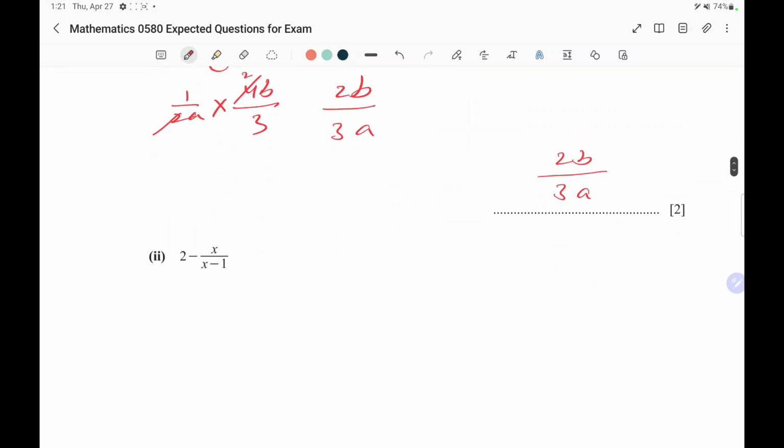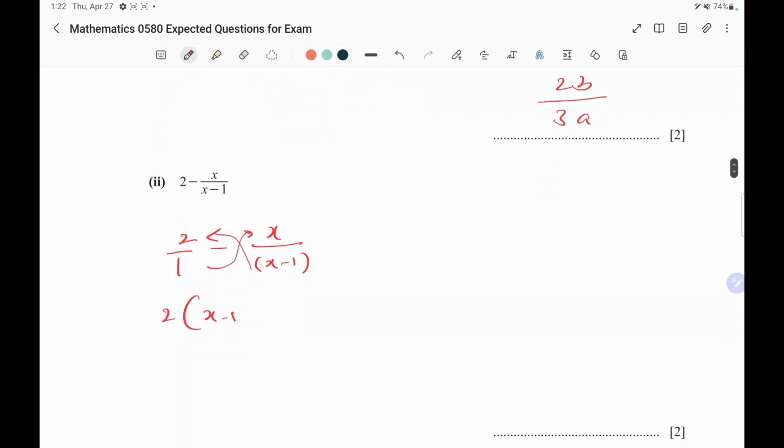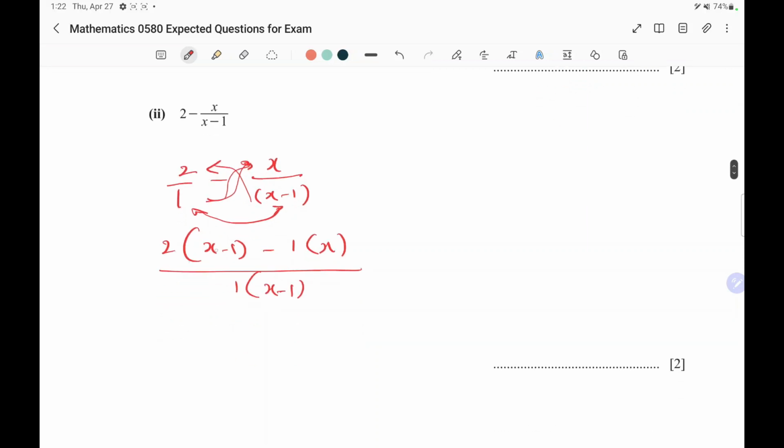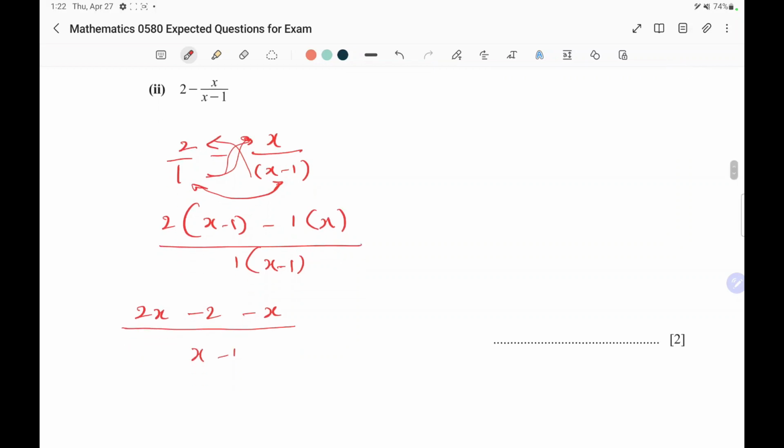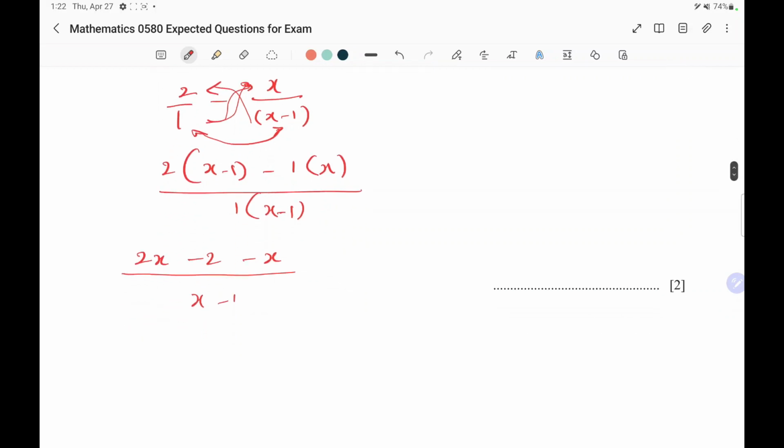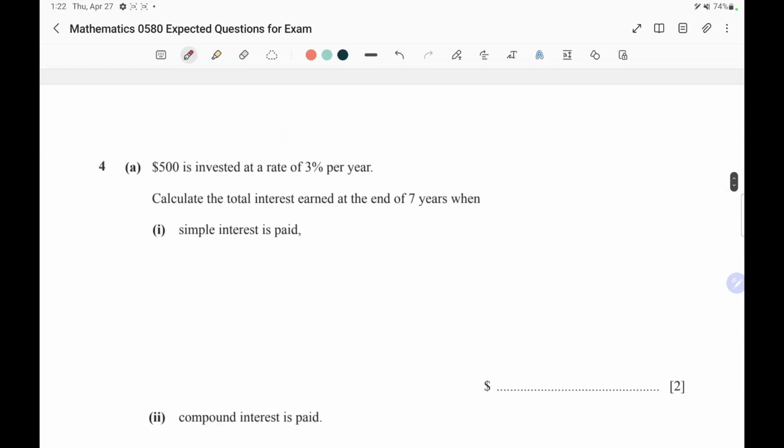Now this is 2 minus x over x minus 1. So we can write 2 over 1 minus x over x minus 1. And you know that cross multiplication rule. So twice of x minus 1 and then 1 times x over, we need to multiply them, 1 times x minus 1. So 2 times x, that's 2x, 2 times minus 1, that's minus 2. Minus 1 times x, that's minus x, and here x minus 1 in the denominator. So 2x minus x, that's x minus 2 over x minus 1.